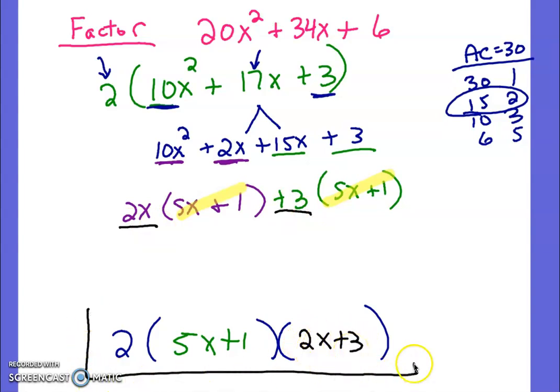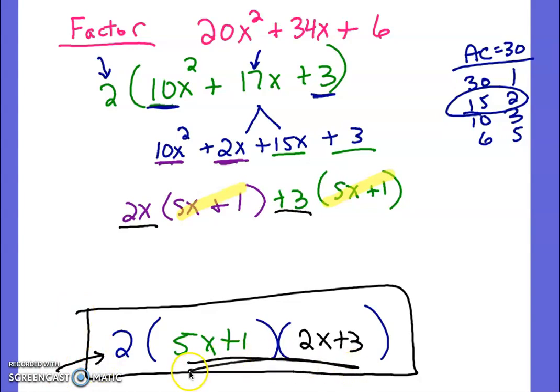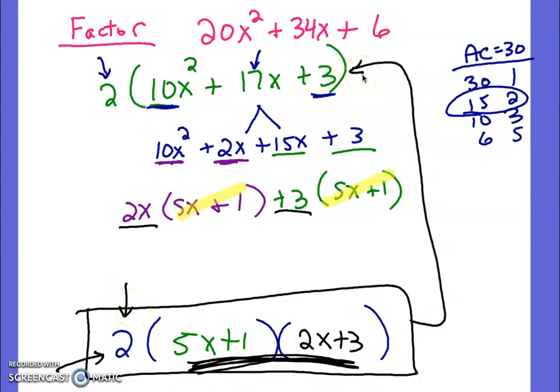So all of this, including your GCF, the 2, is part of your answer. And again, the way to check that is actually FOIL these 2 back together, and then multiply everything by positive 2, and it will be the original answer. And that's another lesson on factoring.